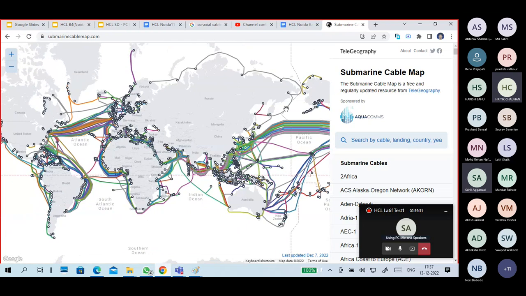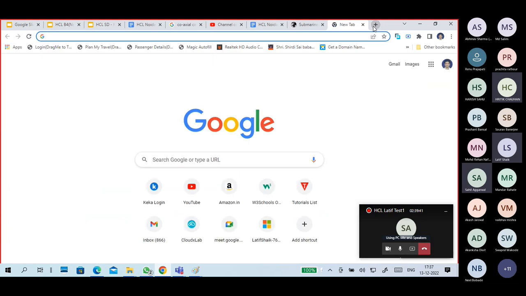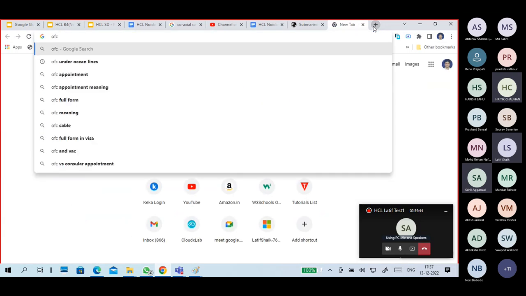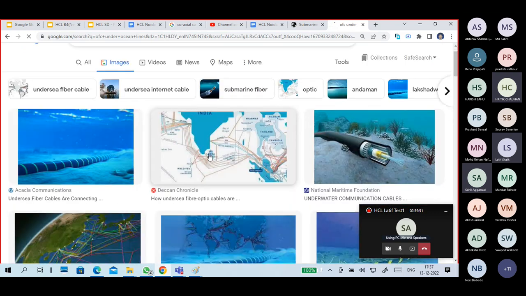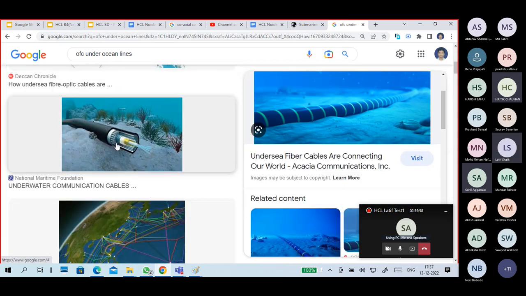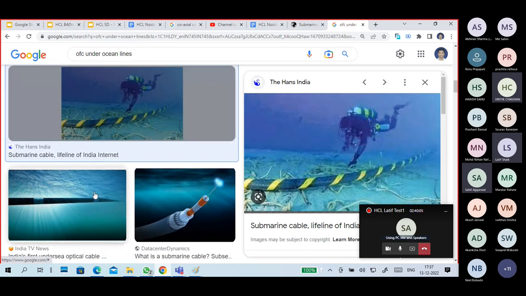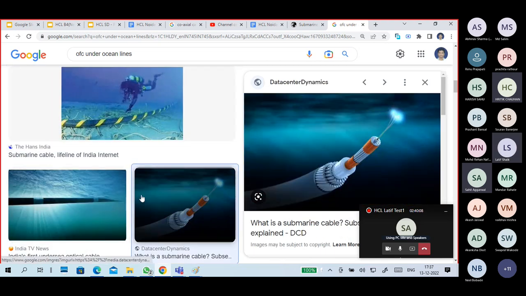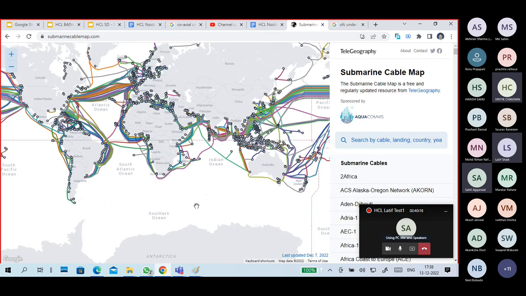Russia, even on ice also they put it, or maybe in the ocean. So usually under oceans, these submarine cables are there. You can see OFC cables under ocean lines. If you search, you can see videos also available, and also you can try with the picture. See, it's a cable under the ocean. The cable inside is a very small unit only, but for protection they put a lot of things on it. So that is a fiber optical cable. We are getting internet through fiber optical cables.